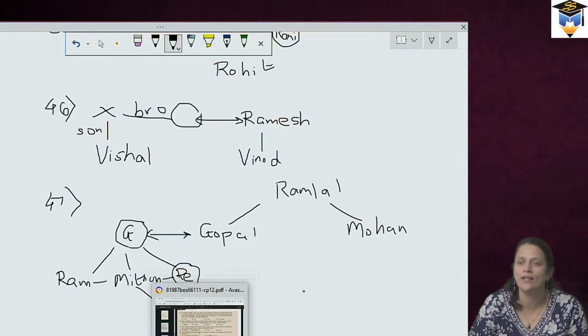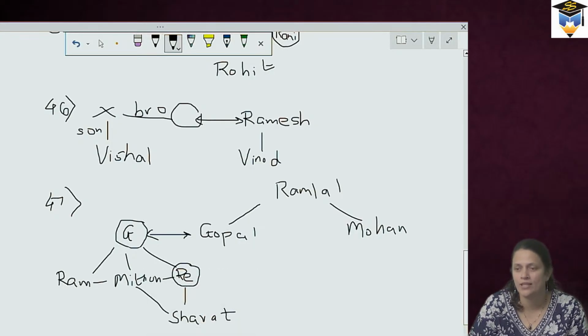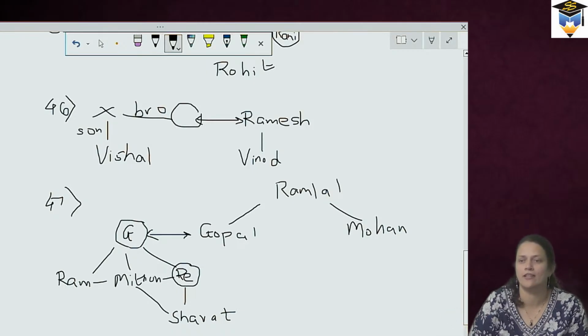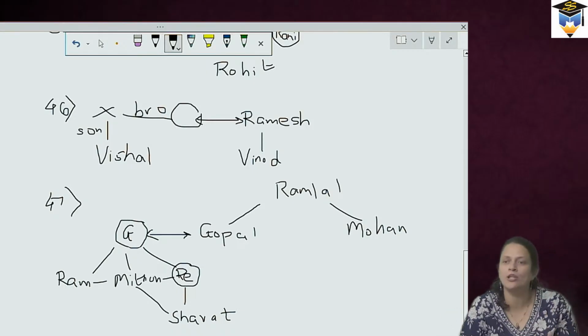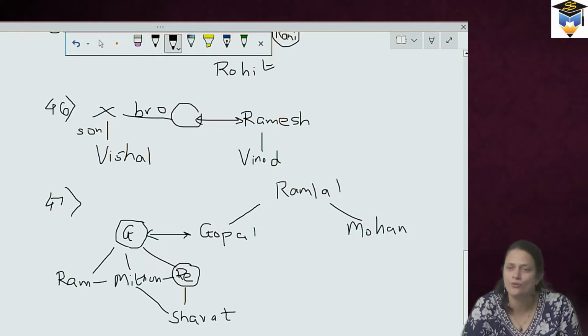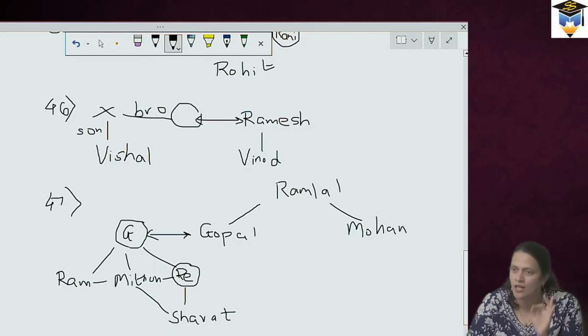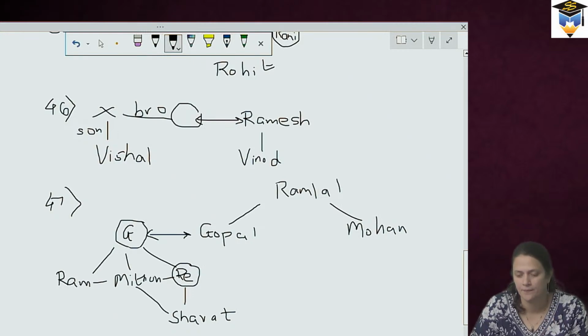The answer given behind is wrong, so please write it down specifically, because when you solve it again later you will get confused. So write that the answer given behind is wrong. Correct answer is uncle.